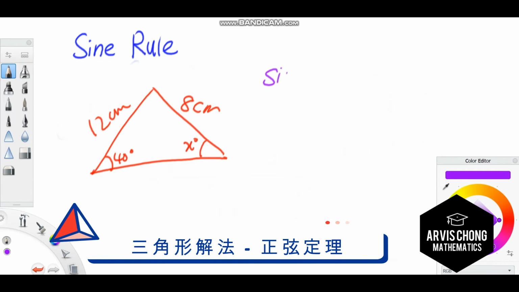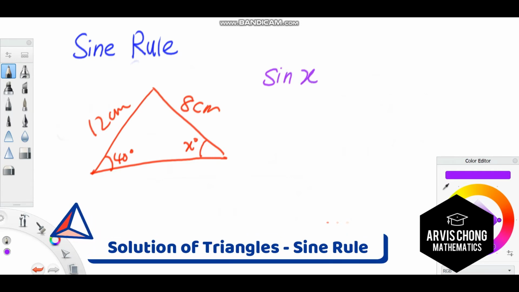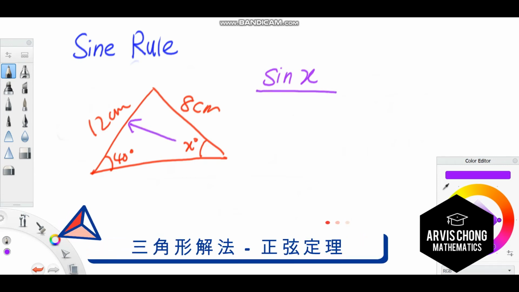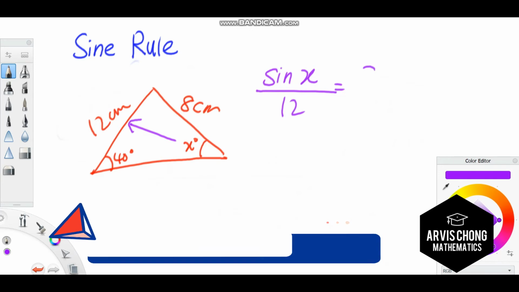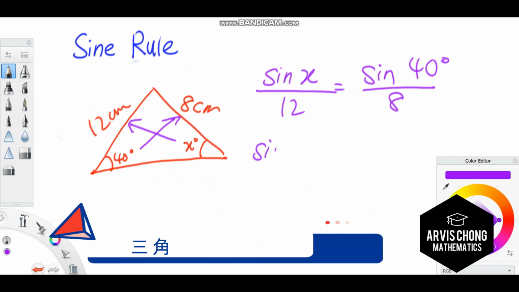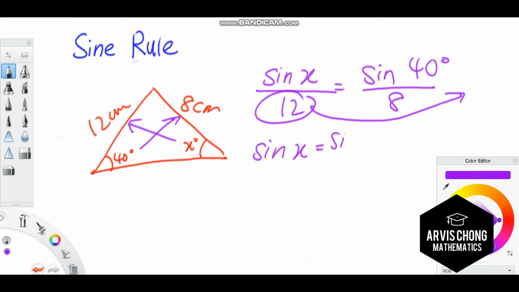Whenever the question asks us to find the angle, that means we need to start from sine x over the opposite length, which is 12, equals sine 40 degrees over the opposite length, which is 8. And we move the 12 to the right hand side, then we'll get sine 40 degrees over 8 times 12.